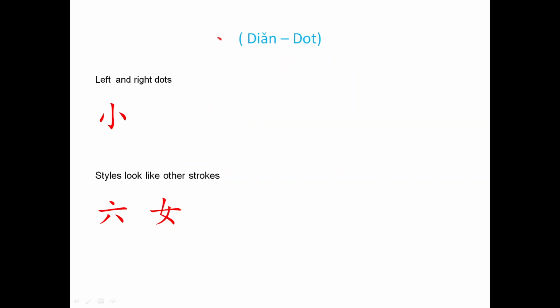Now let's talk about the first stroke of today, 点 or dot. Unlike the period mark in English, 点 is not written as a tiny dot in Chinese. To write a 点, we should settle the pen and then stretch a bit.